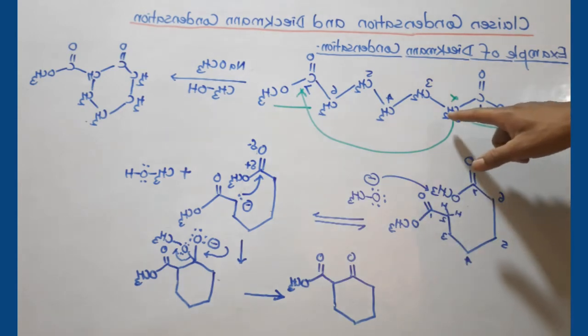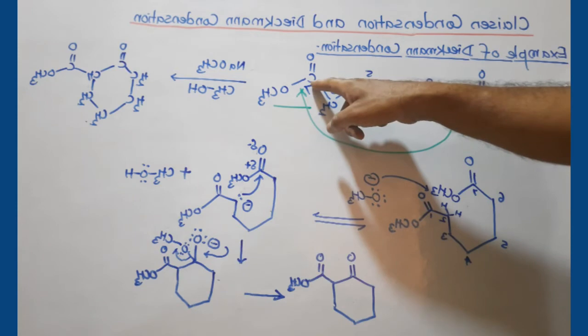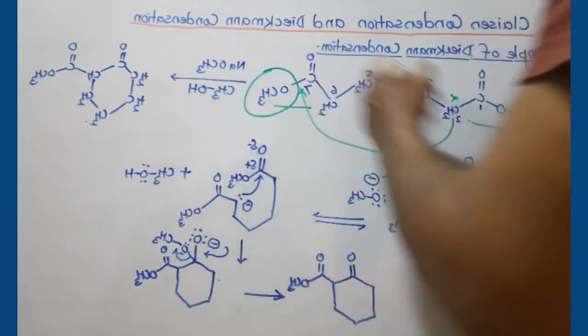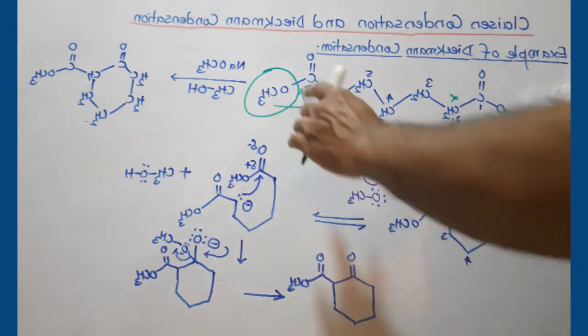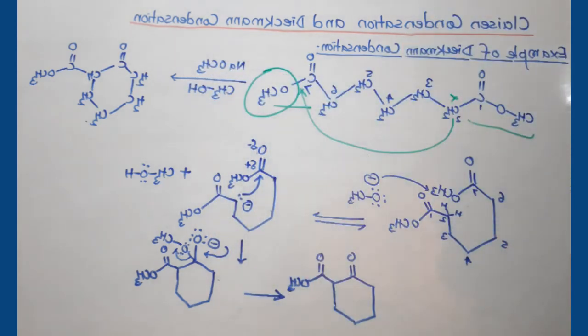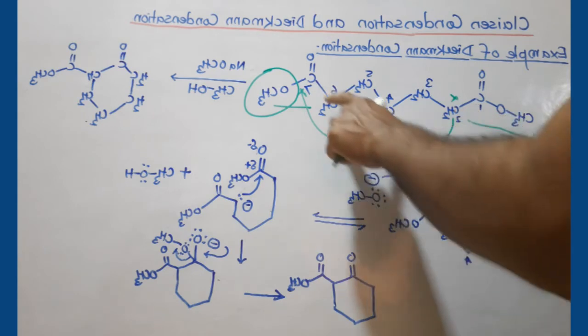So when you remove one hydrogen here, this is going to form a bond with this carbonyl carbon intramolecularly, and you have to remove this OCH3. So you will get methanol. And if you do that, what you have to do? You have to form a bond with this carbon.